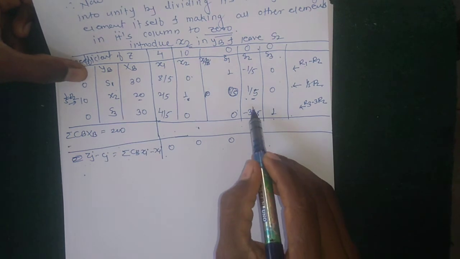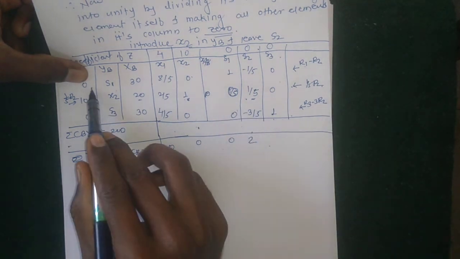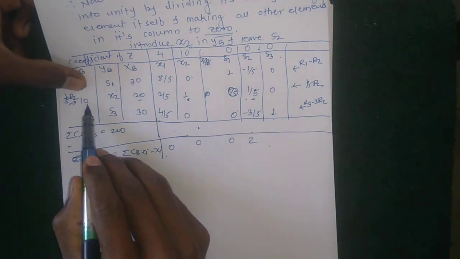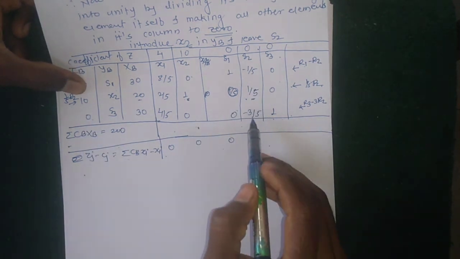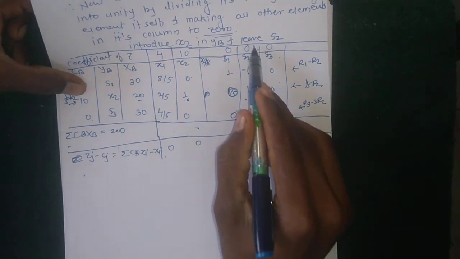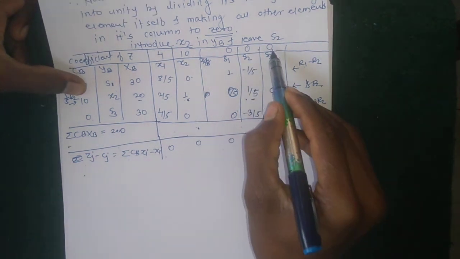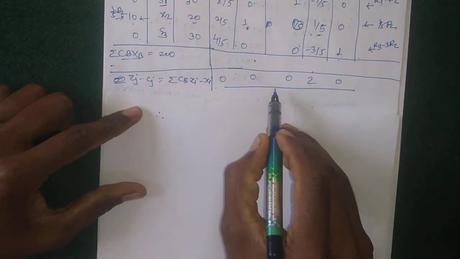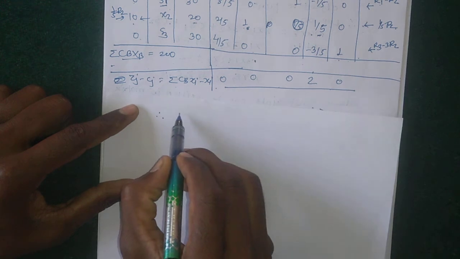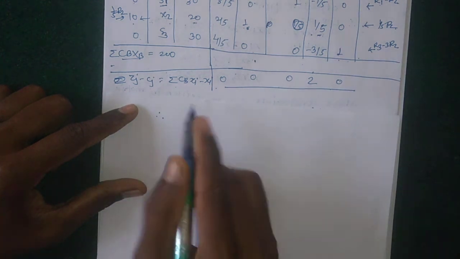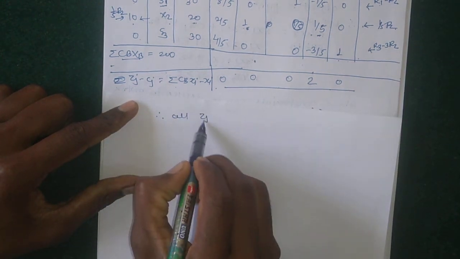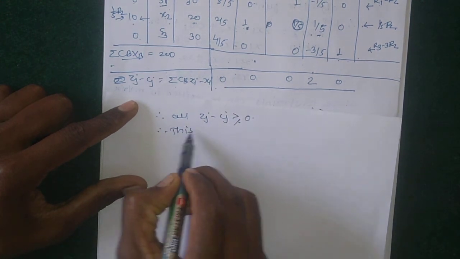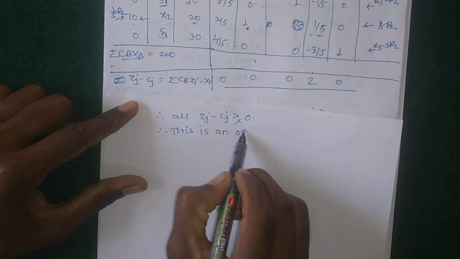For this value it is 2: 0 into minus 1 by 5 is 0, and 0 into minus 3 by 5 is 0, remaining only 10 into 1 by 5, which is 2. 2 minus 0 is 2, and here also the value is 0. Therefore all Zj minus Cj are greater than or equal to 0.